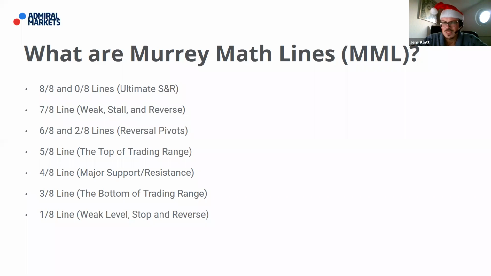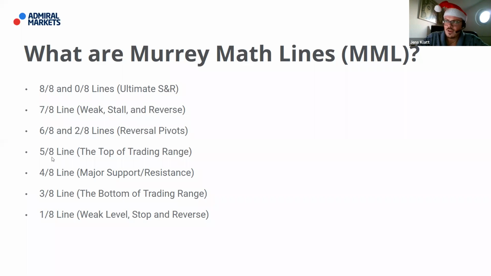So this is why I'm smiling when I'm reading something like "ultimate" here. But still, when it comes to Murrey Math lines, these levels, 8/8 and 0/8 here, are referred to as ultimate support and resistance. Then we have the 7/8 line. It's weak, stall and reverse, in fact. The 6/8 and 2/8 lines are referred to as reversal pivots. I just want to go through this now and then present you the trading strategy, based on which you can use this knowledge to formulate an idea how to use Murrey Math lines in your trading. So we just go through these step by step, in fact.